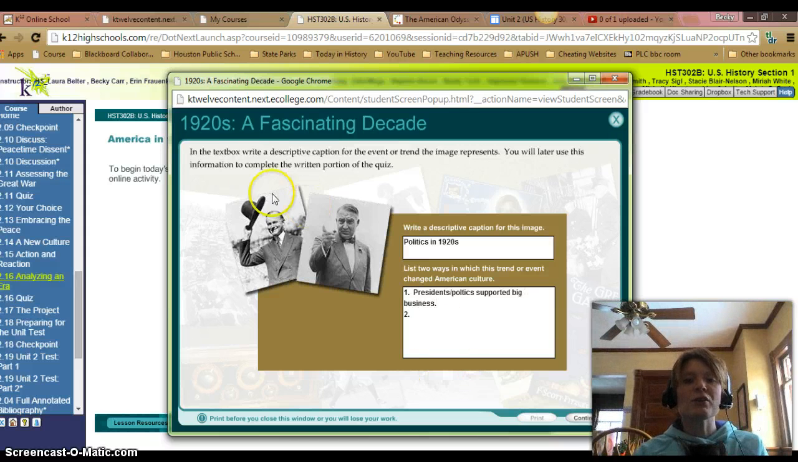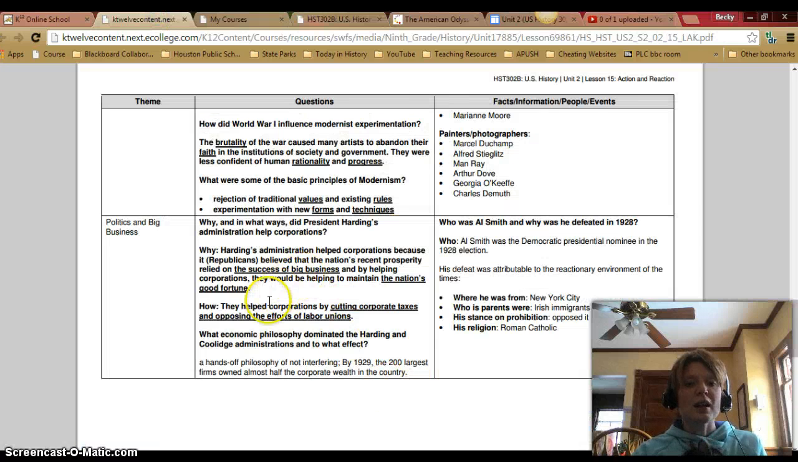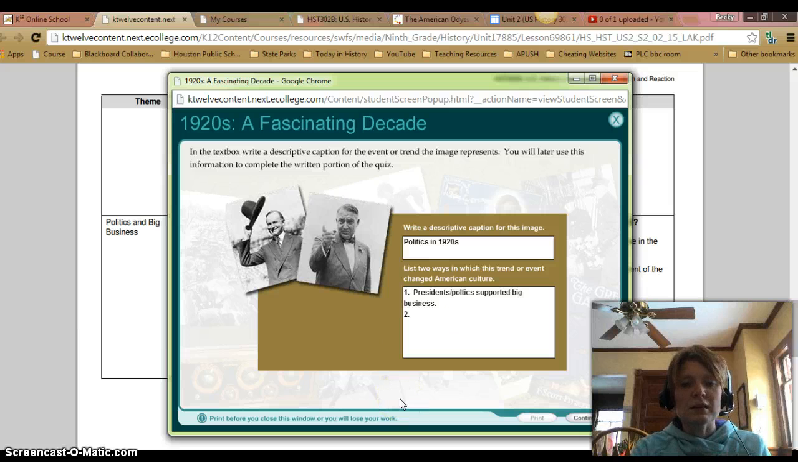And another trend or event that changed American culture talks about cutting corporate taxes and opposing the efforts of labor unions. So we know that labor unions also were on decline during this time. So let's go back to our activity. Labor unions on the decline. Pickles, quit it. Okay, next, continue.